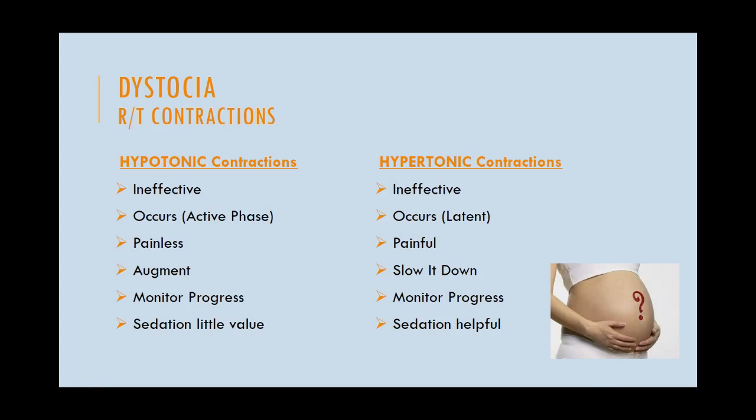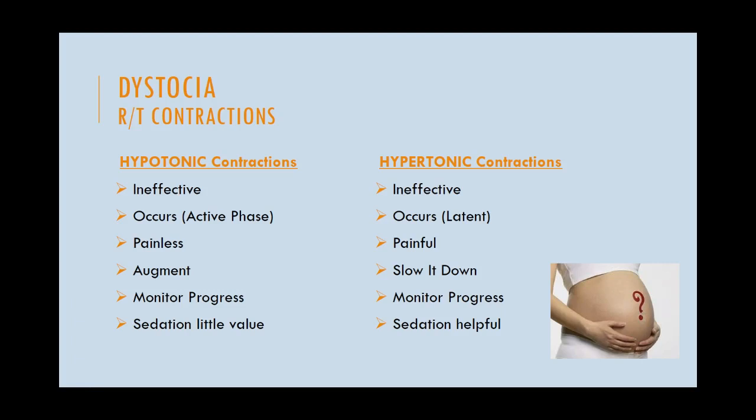We can make them stronger and monitor progress through sterile vaginal exam. We could utilize an IUPC. And usually sedation at this level is of little value. So, for example, giving mom some pain medications, if her contractions are already hypotonic, is not going to help. It's just going to cause those contractions to be even less effective because it's going to relax her body, and already her uterus is not doing what it should in terms of power.